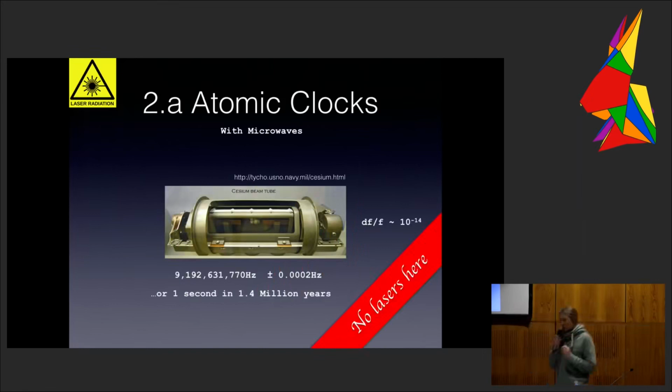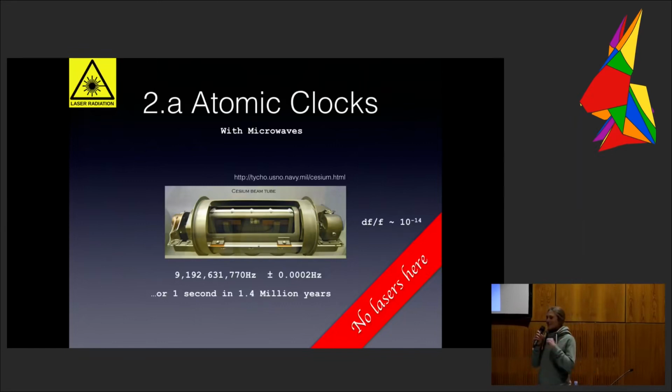So those are the first types of atomic clocks. They're cesium beam tubes. They work with hot atoms. And they allow you to have an accuracy of a second in 1.4 million years. So, of course, people want to get that better. So what do you do to make that better?